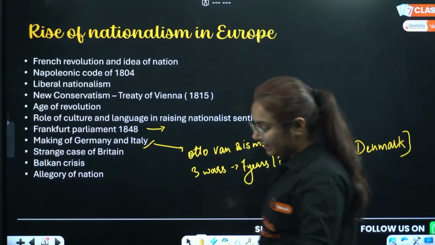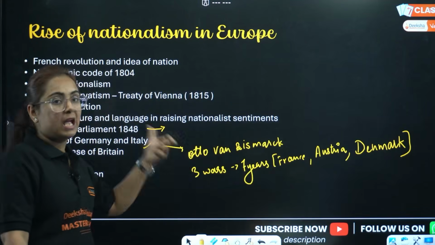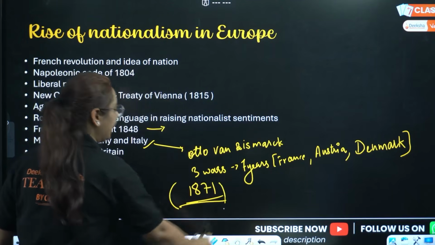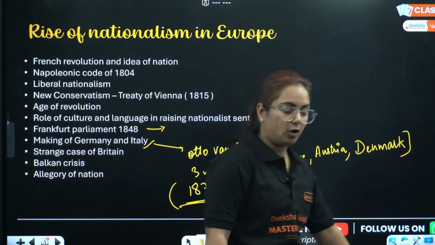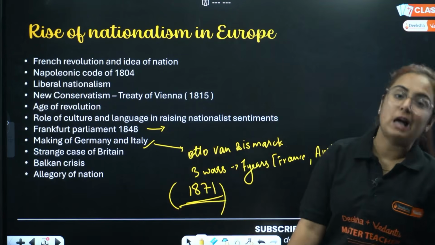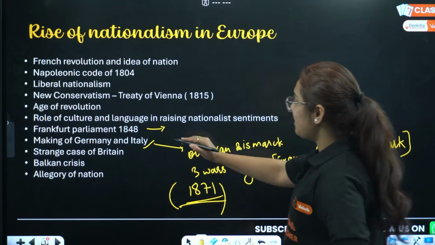Okay, so by this Prussian initiative, Otto von Bismarck fought this war. Finally, in 1871, Germany became a united nation. Germany became what? A united nation, with Kaiser William I as the monarch, a constitutional monarch, we can say now. Okay, so this was about Germany.